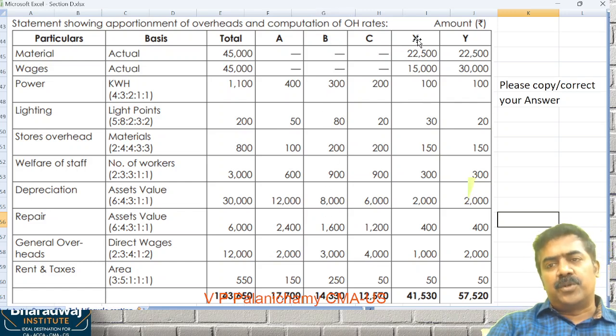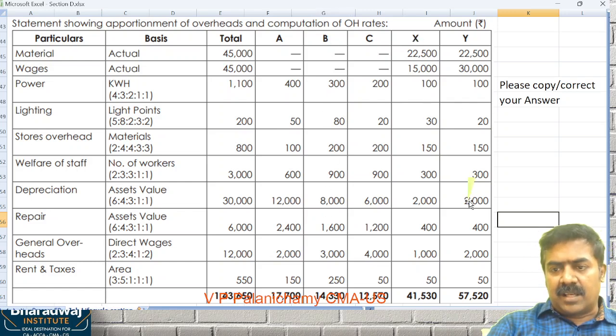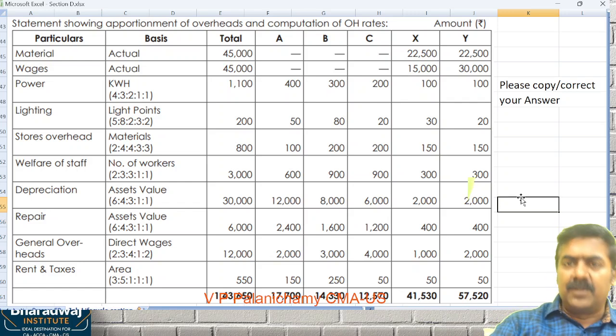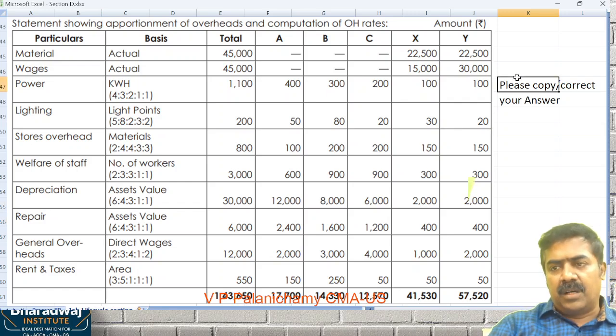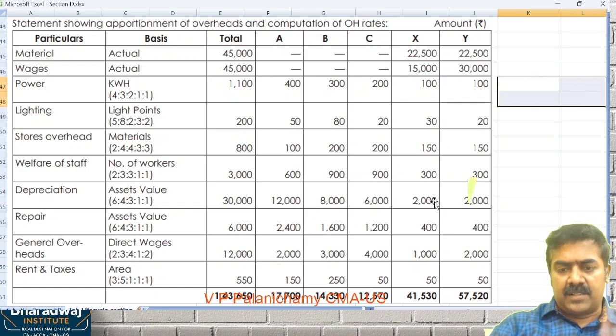What is secondary distribution? Reallocating service department expenses to production department. Reallocating which one? Service department expenses to which department? Production department. That I will do. First, I request you to copy the answer or correct your answer.